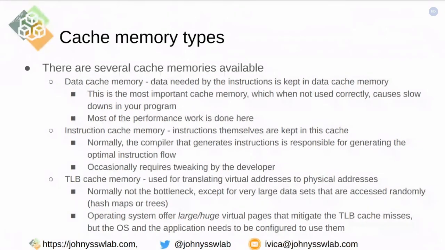There's a third type of cache memory called the TLB, translation lookaside buffer. It is used for translating virtual addresses to physical addresses. Normally it's not the bottleneck, but if you have a data structure which is really large and accessed randomly, so you're just jumping around memory, chasing pointers or calculating indices using hashes, in that case you might see performance degradation due to TLB cache misses.